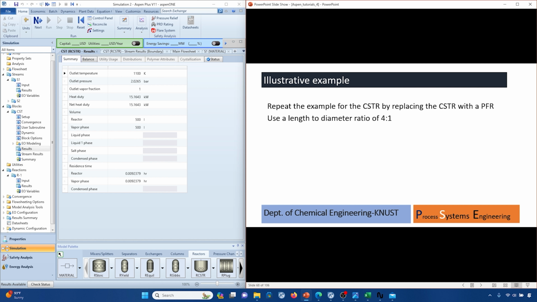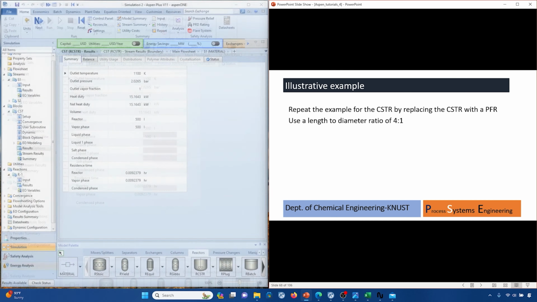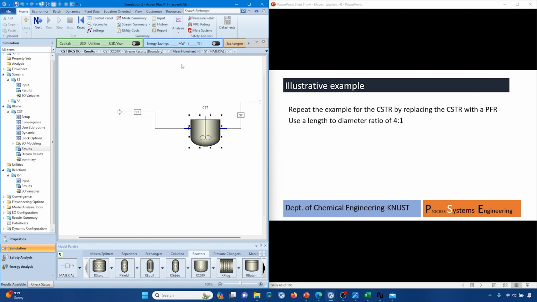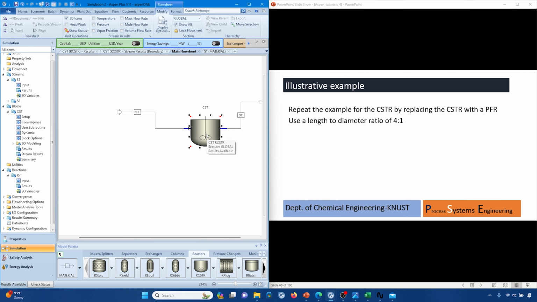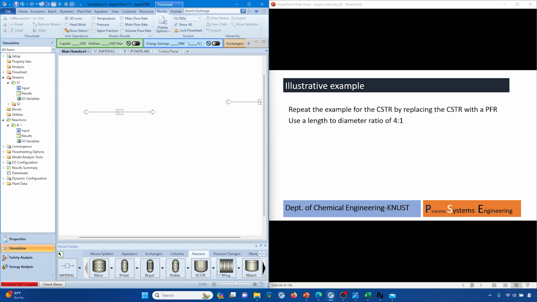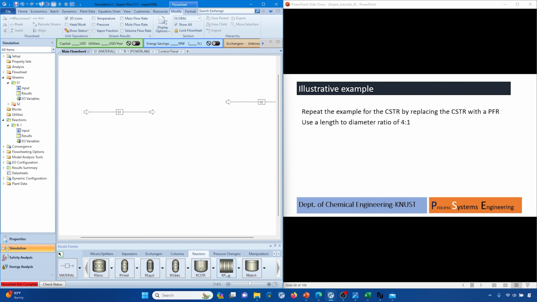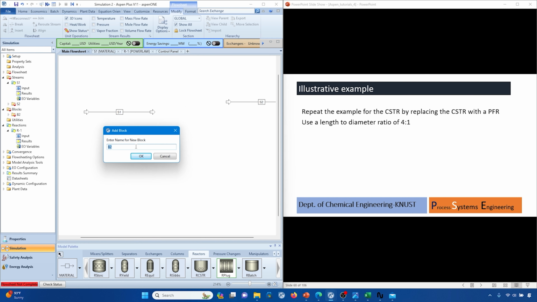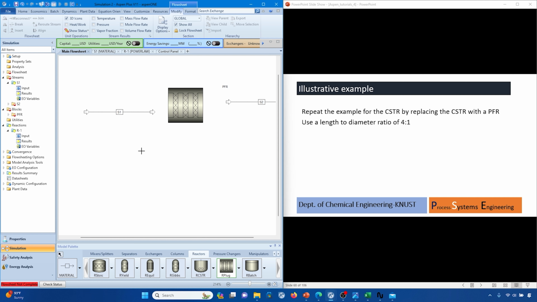We're going to repeat the previous example that we solved with the CSTR, and we are going to replace the CSTR with the PFR. So if we go back to that simulation, you can swap the model palette, go to RPlug, select RPlug, PFR, and connect the streams.